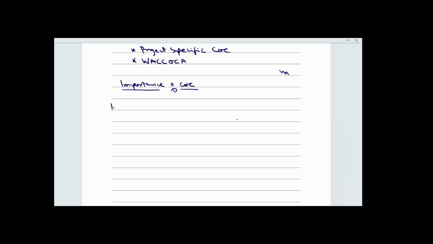One, project evaluation. I will explain. Then two, we have determining debt equity proportion. Okay, let me explain each of them.